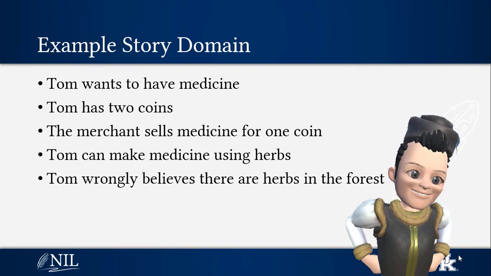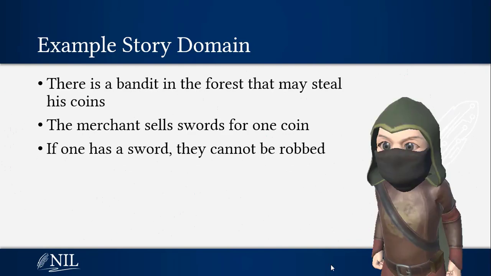In this paper, we use a simple example. Tom wants to have medicine, and he has 2 coins. The merchant sells medicine for 1 coin, but Tom can also make medicine using herbs. Tom believes that there are herbs in the forest, but in actuality, there are not. There is a bandit in the forest that may steal Tom's coins. The merchant also sells swords for 1 coin, and if Tom buys a sword, he can't be robbed by the bandit.